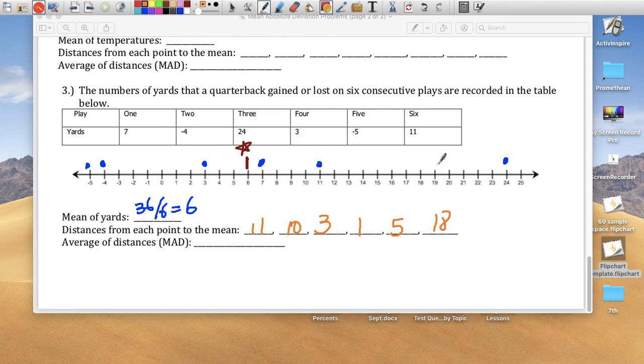Let's add them up. 11 plus 10 plus 3 plus 1 plus 5 plus 18. That gives me 48. Divided by 6 again, it means that my MAD is 8. And you can see that the MAD is not a small number because they're not that close to the mean. So they're kind of far away except for these 3 numbers. Okay, so basically that was MAD. And I guess this was nice because they had negative numbers and you have to be really, really careful with your negatives. Okay, and that's that.